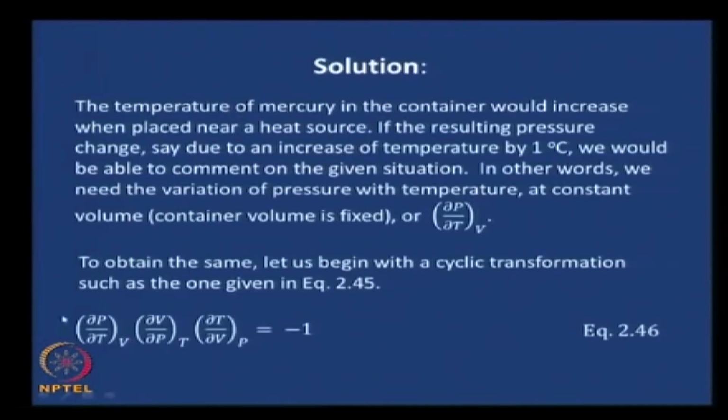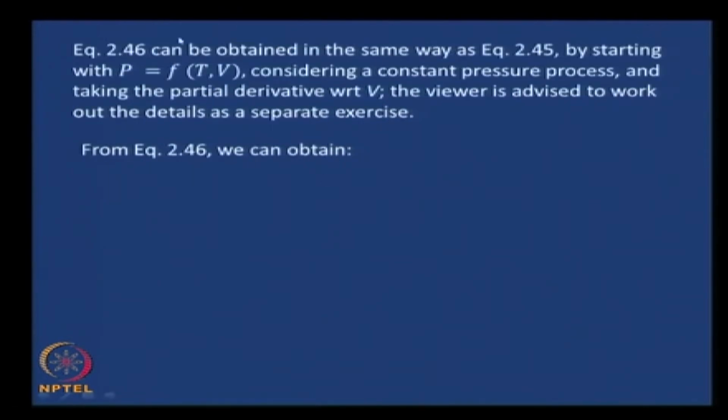So I am going to give you another 10 minutes before you can go on the side. I would like you to derive this expression 246, (∂P/∂T) at constant V, (∂V/∂P) at constant T, (∂T/∂V) at constant P equals -1, using this particular route. Please go ahead and do this. Please take about 10 minutes for this.